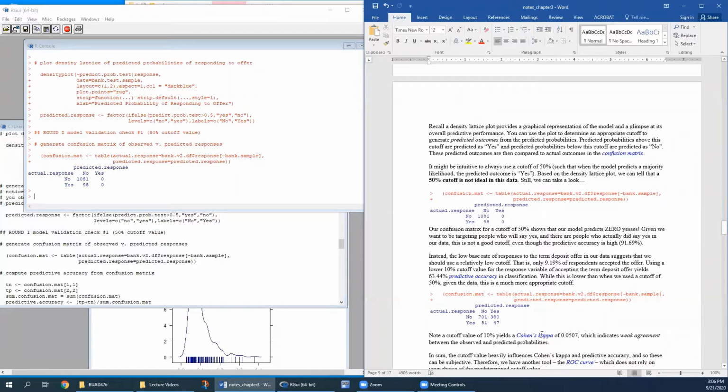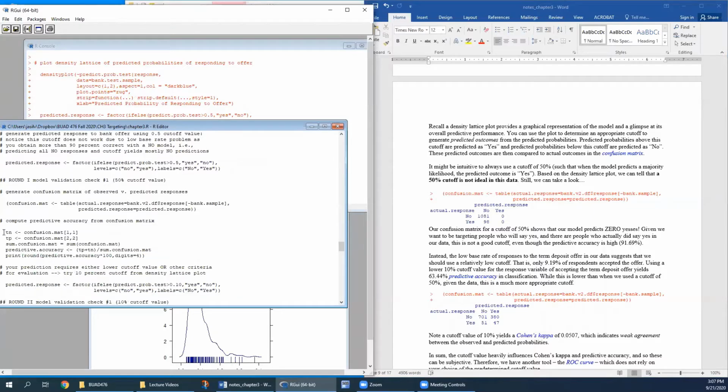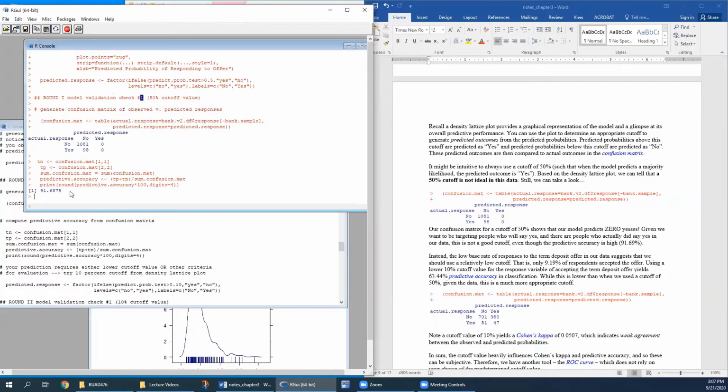So with a cutoff of 50%, our model predicts 0 yeses. And given that we want to target people who will say yes, and there are actually people who did say yes, this is not a very good cutoff, even though the predictive accuracy of this model is actually quite high. We can compute that, and we see the predictive accuracy is 91%, but that's because so many people say no. If you say everyone says no, given that such a high percent of people say no, it is an accurate model, but it's not a very useful model because we want to actually be able to predict who will say yes, and this model isn't doing that at all.